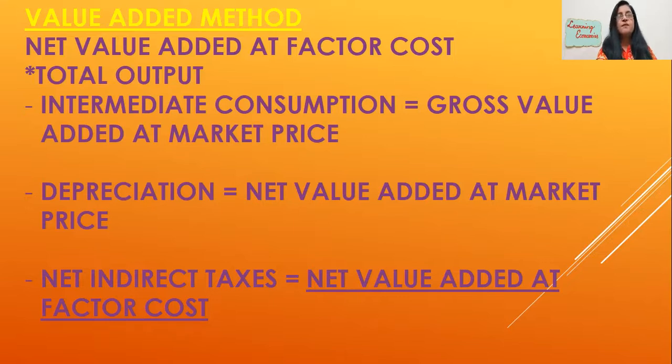Now you can see the second step: from GVAMP, we deduct depreciation, and we get net value added at market price. Then in the third step, we deduct net indirect taxes and we get NVAFC. I had also told you that we can see the whole formula at a glance.